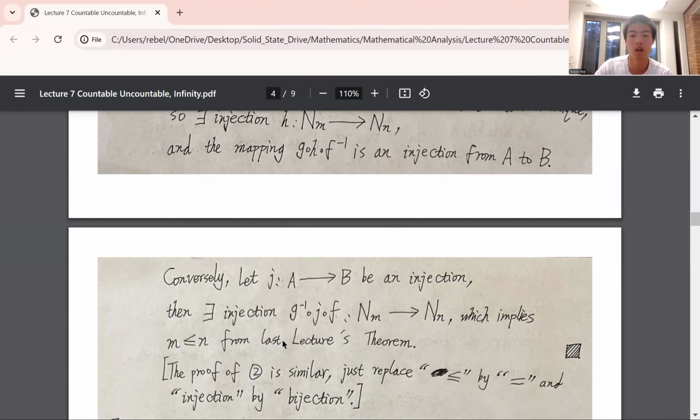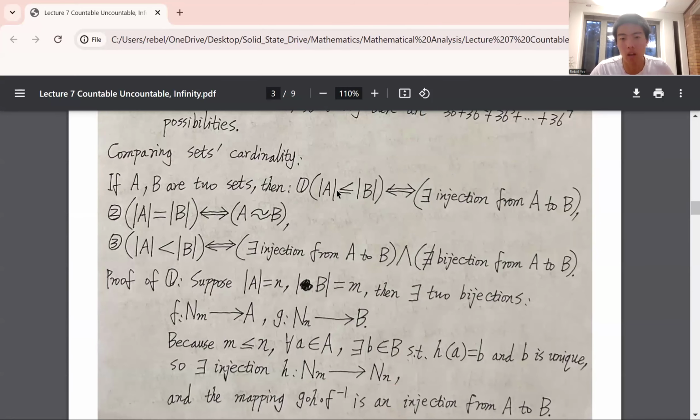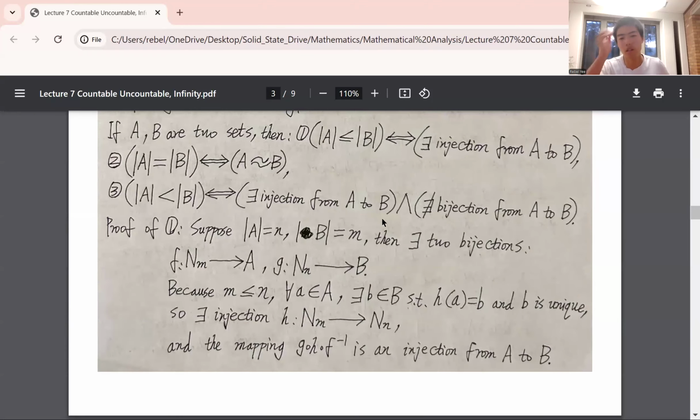And this is from the last lectures, the theorem when we talk about if there's an injection between two sets, then the domain set is smaller or equal to the range set. So we have proved this direction, and we are done here.